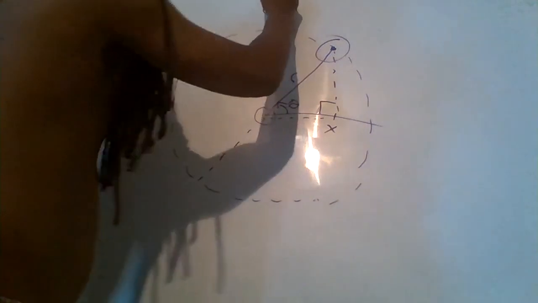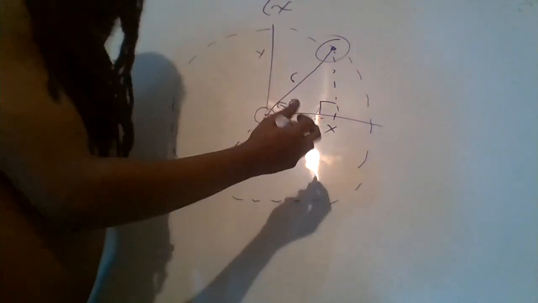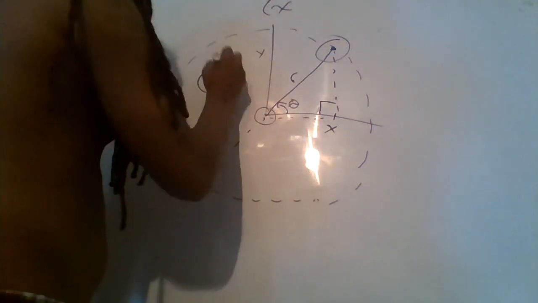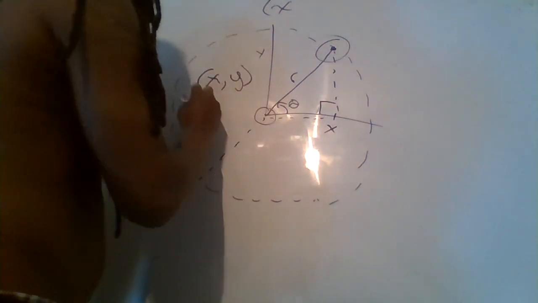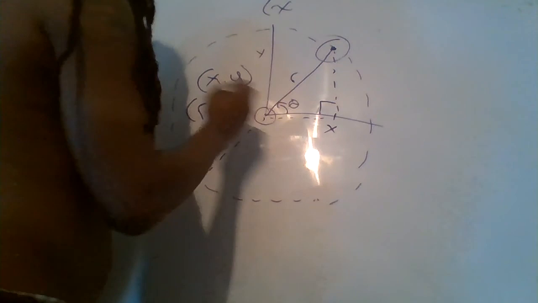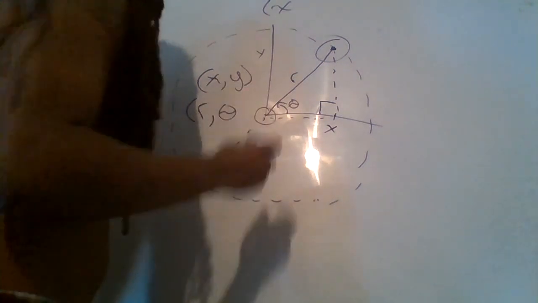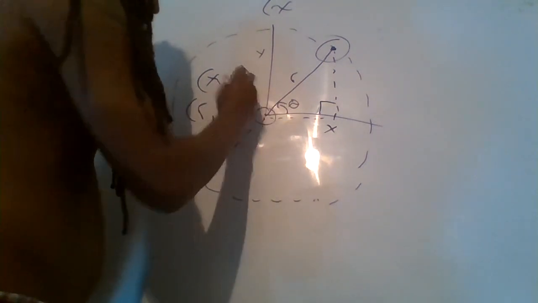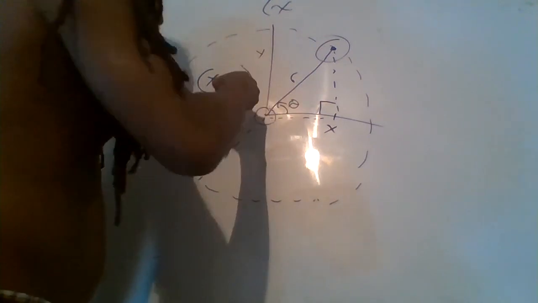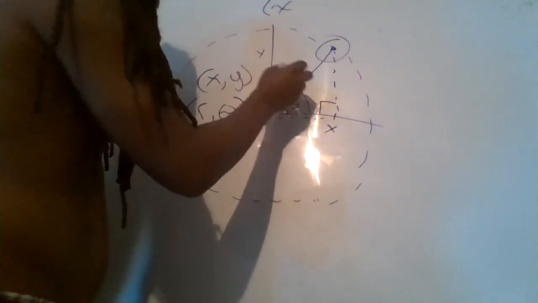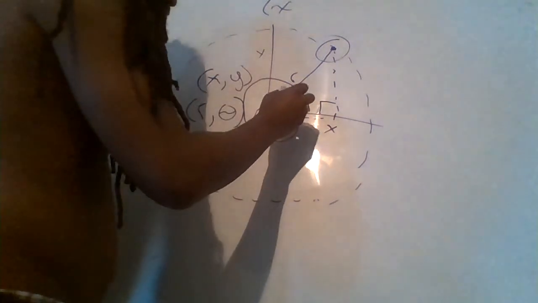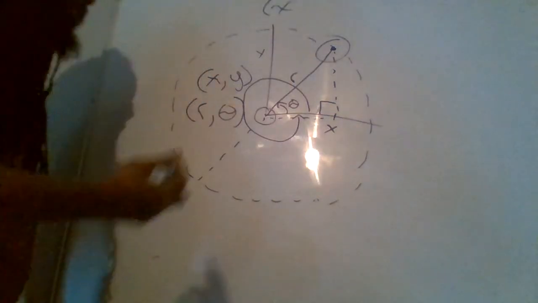Instead of x comma y, we're going to describe it as the radius and the angle from the positive x-axis. We all know we take our angles counterclockwise from the positive x-axis. 360 degrees. Thank you. I'm done.